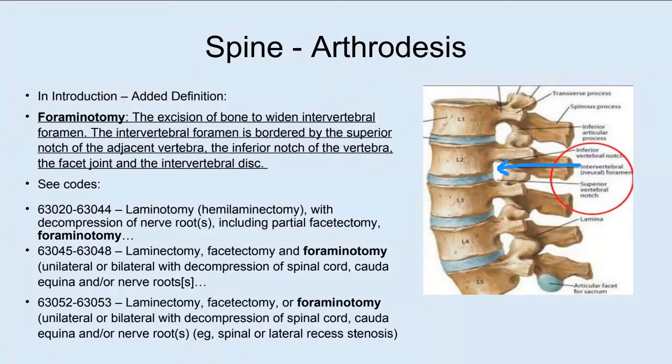Now again, these are not found in the arthrodesis codes in the musculoskeletal system. It is in the nervous system. You can see I've highlighted it: 63020, 63044, use the term, 63045, 63048, use the term, 63052, 63053, use the term, along with some other ones.